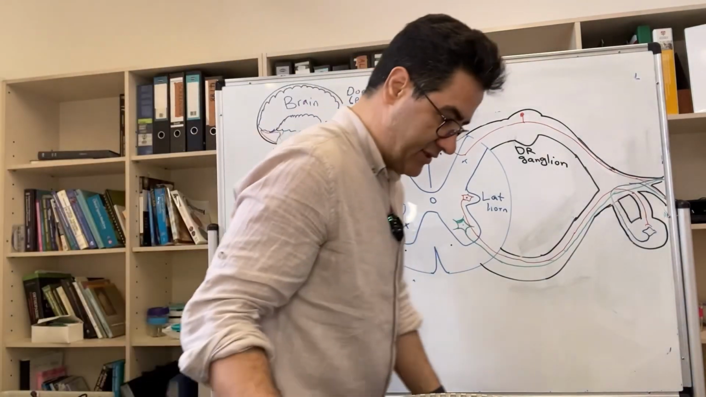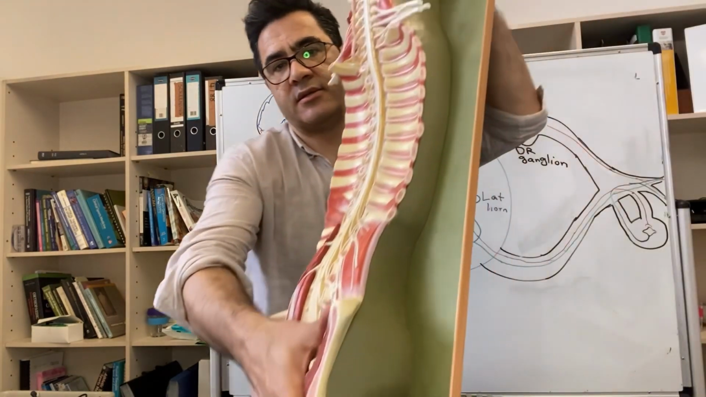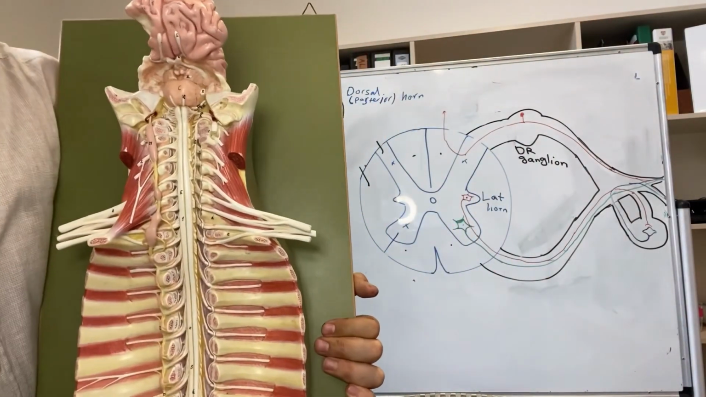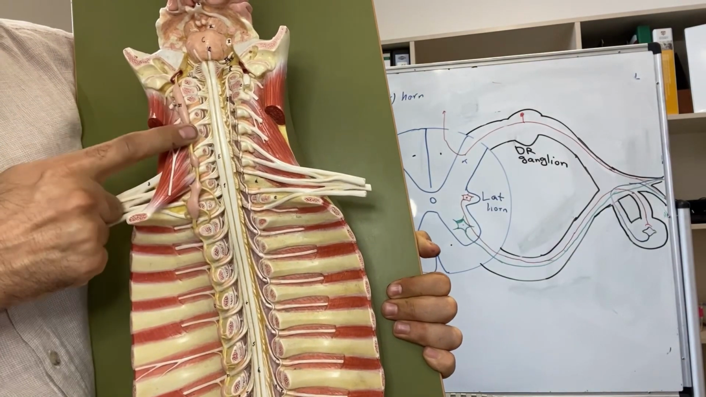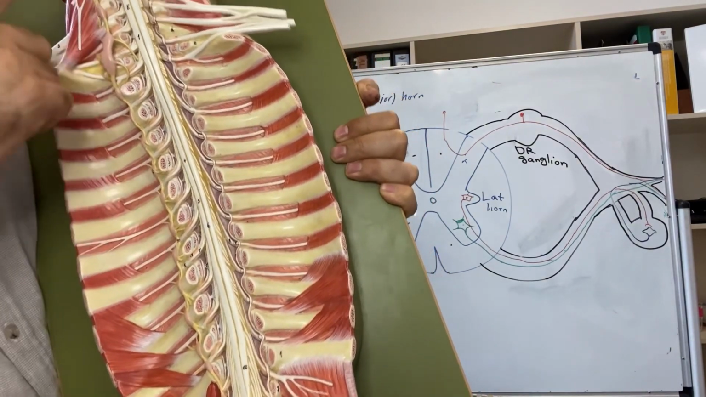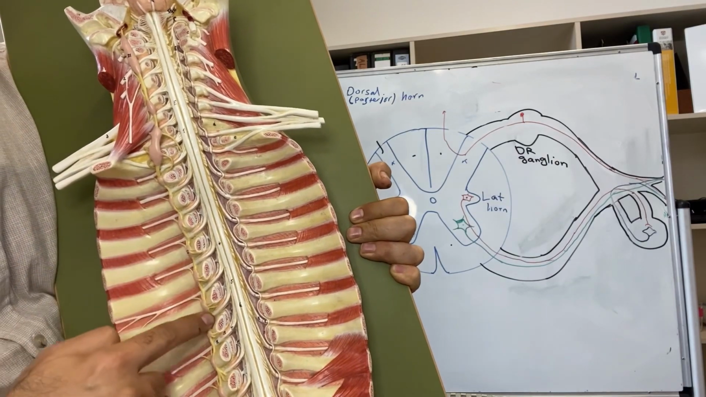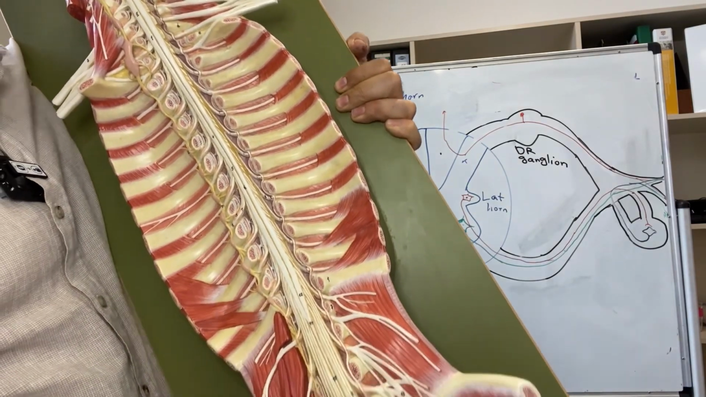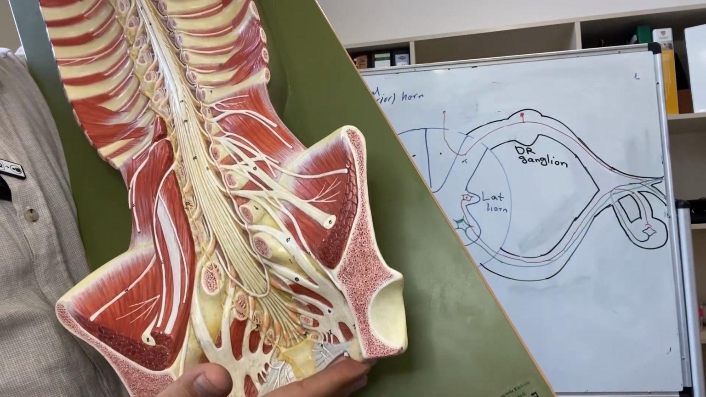And on this model, I'm going to show you the sympathetic chain. So you can see we have two long sympathetic chains on either side of the vertebral column. You can see it starts at the base of the skull here and runs all the way down on either side of the vertebral column, and it goes down here to the base of the pelvis, the pelvic floor.